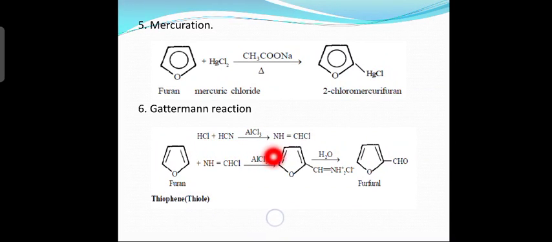Now furan combines with NH=CHCl, the product formed by the reaction of HCl and HCN in the presence of aluminum chloride, to give an addition compound or a salt, CH=NH2+ Cl-. This on hydrolysis gives what? Furfural. This reaction is known as Gattermann reaction.